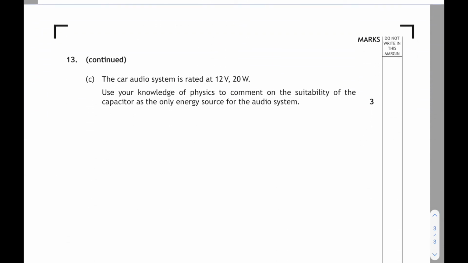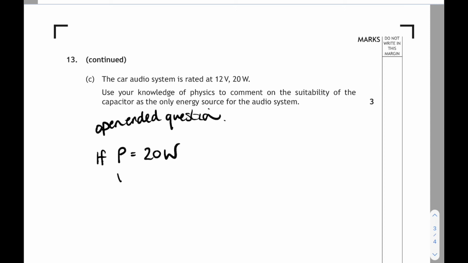Now the last part of this question is your worst nightmare. It's an open-ended question. It says use your knowledge of physics to comment on the suitability of the capacitor as the only energy source for the audio system in the car. And the car audio system is rated at 12 volts and 20 watts. Open-ended questions are good if you're given numbers. Use those numbers. We're told that the power is 20 watts, and we're told that the voltage is 12 volts. So we could work out current, but it's really a question about capacitance. So we could work out charge as well.